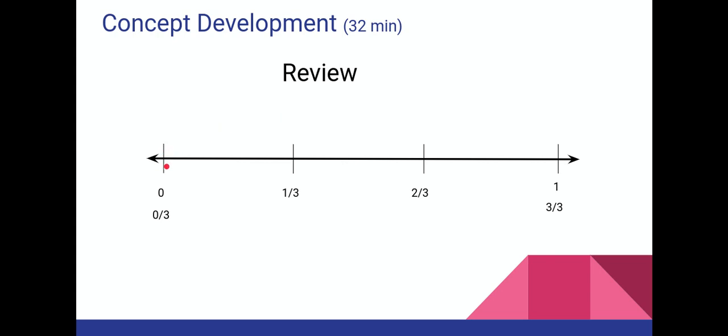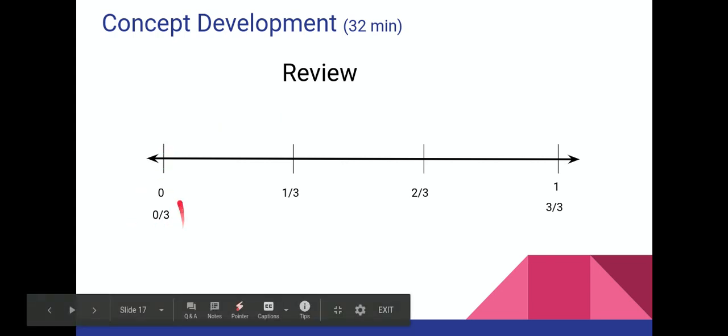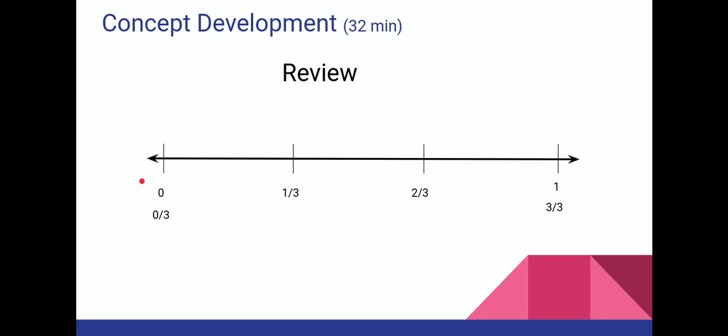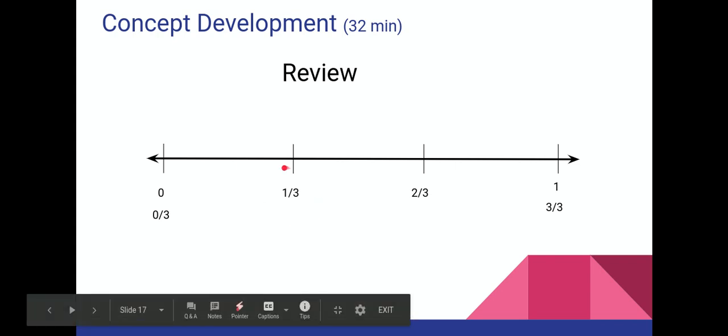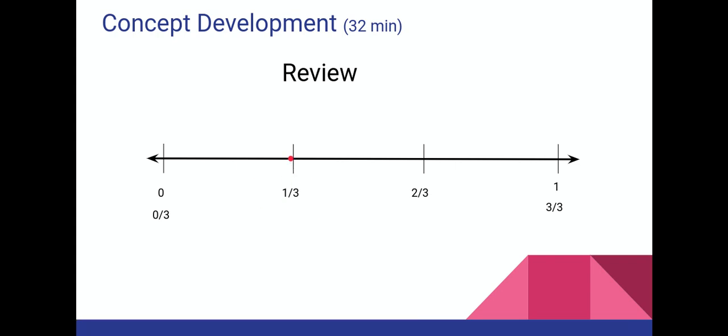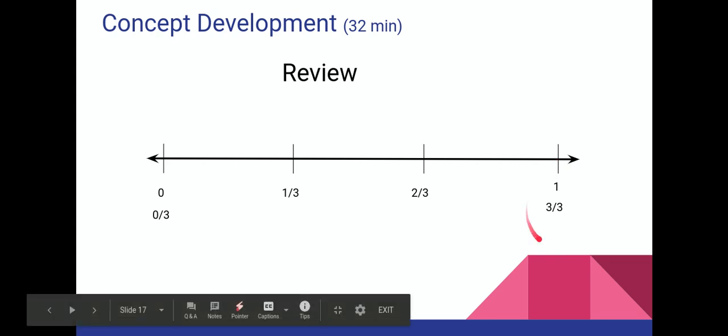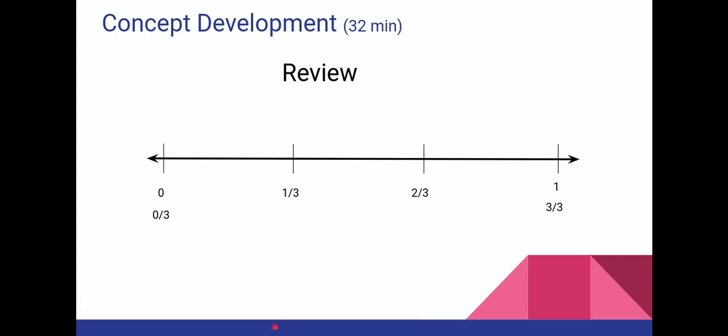On our 0, 0 would be 0/3 because we have nothing. There is no start to anything. After I broke it up into one section, now I have 1/3. So I have 1 out of the 3. Then if I cut to the next section, now I have 2/3 or 2 out of the 3 total sections. And when I cut to the last one, which is the 1 whole, I have all 3 of the sections. So that is 3/3.